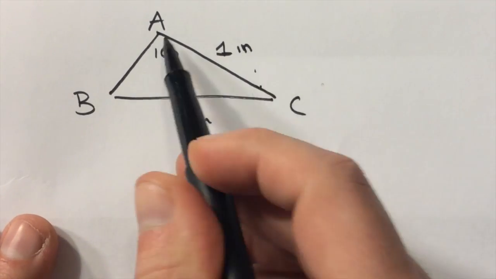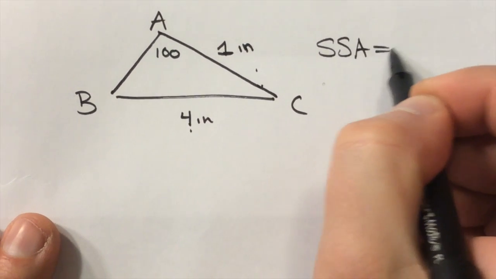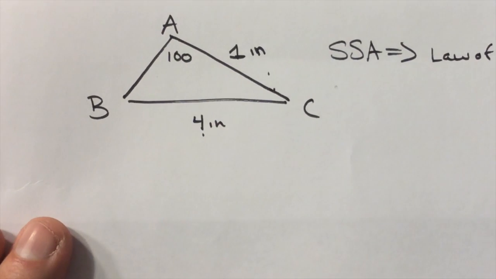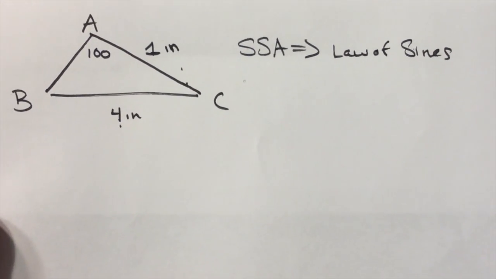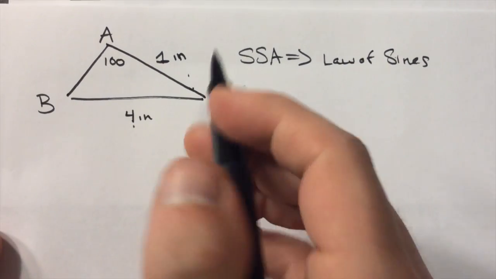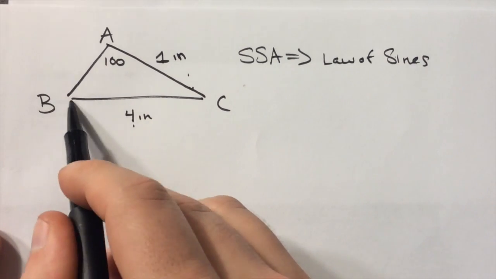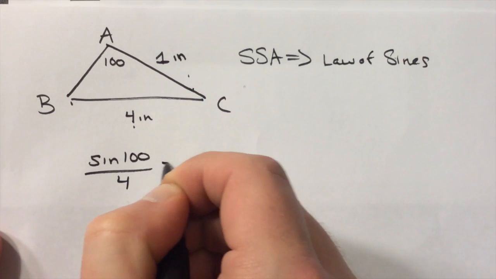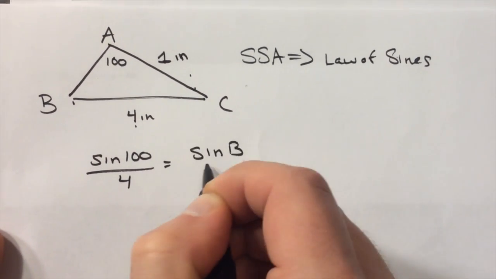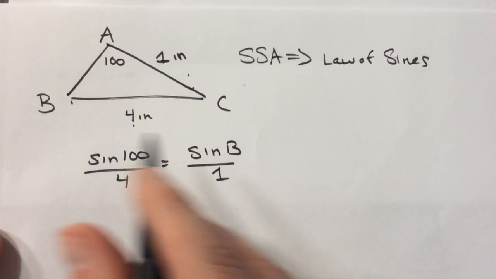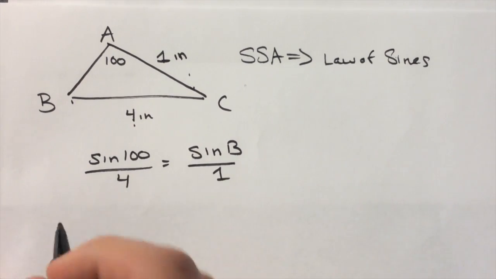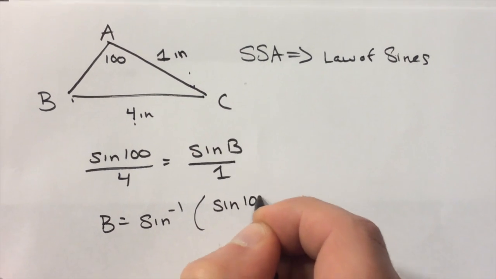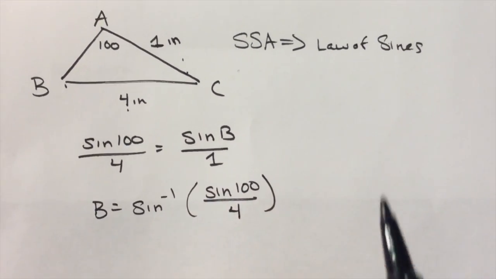Again, I have side-side angle. So that is a law of sines problem. So we're going to start off, we're going to find angle B first. So it's sine of 100 over 4 equals sine B over 1. So if I multiply both sides by 1, that stays the same. So B is the inverse sine of sine of 100 over 4.